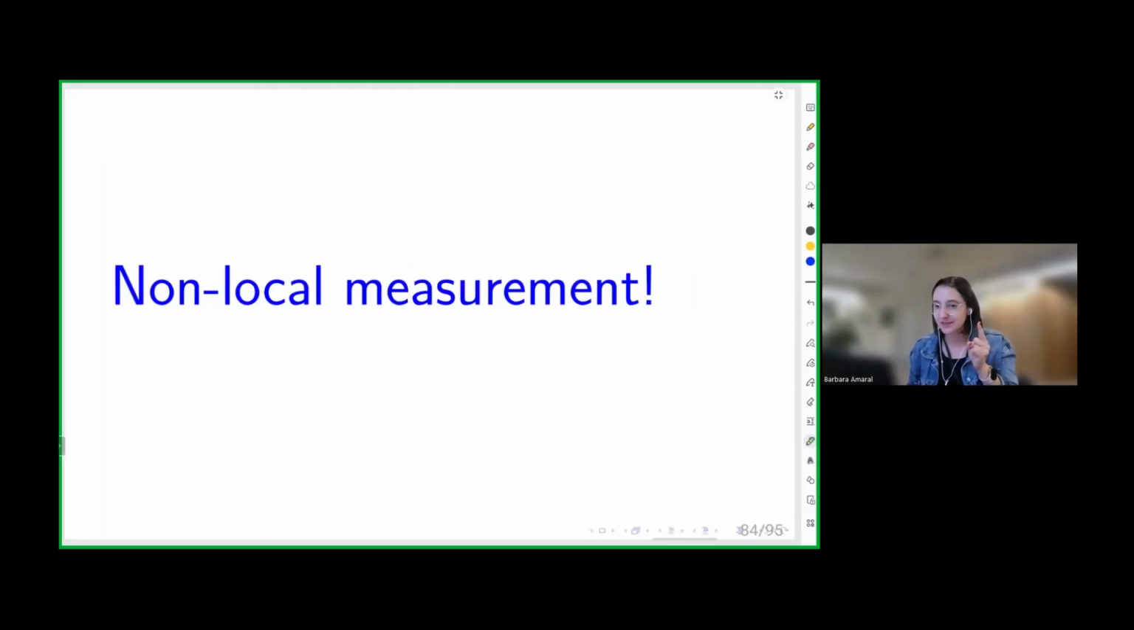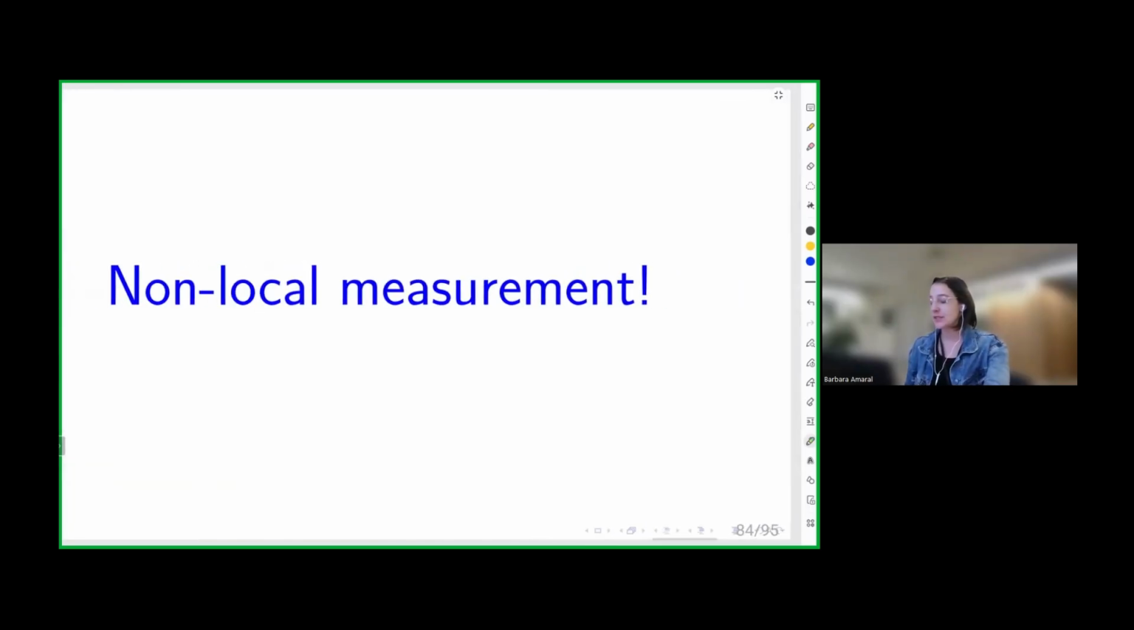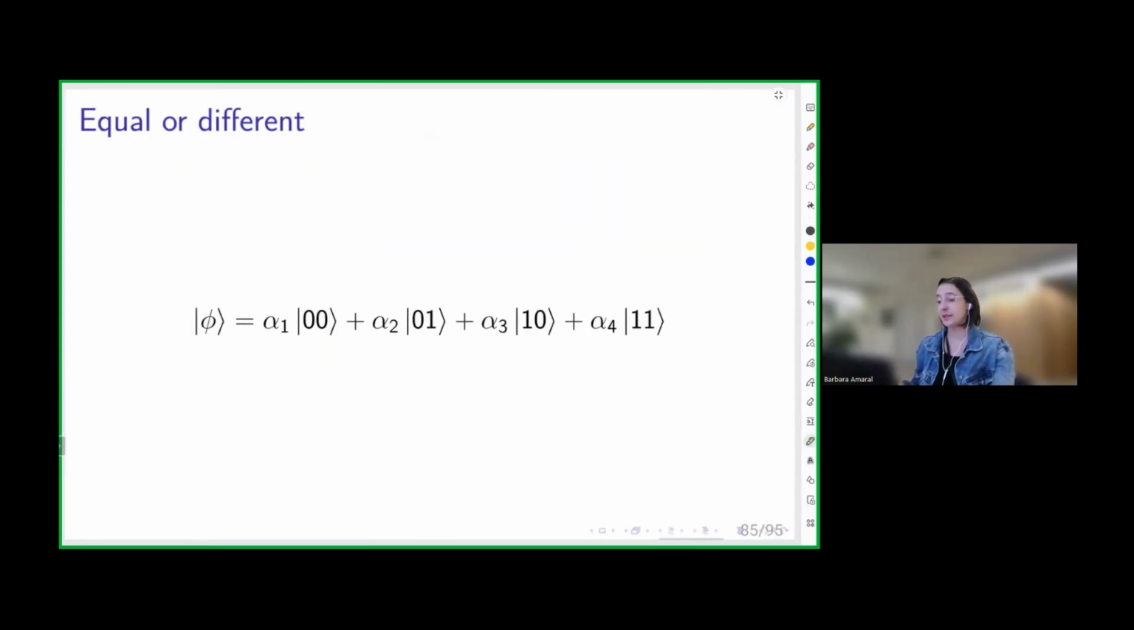This is a non-local measurement, okay? This corresponds to that Z tensor Z that we were talking about, or it's related to that. I cannot implement this without making the qubits interact, or interacting collectively with both qubits, okay? And you can already see that the intuition is here, because I'm asking properties of the collective system, equal or different. I'm not asking questions that relate to the individual qubits, okay? So this is a non-local measurement, the degenerate measurement.